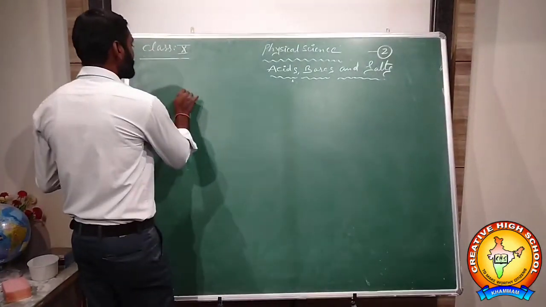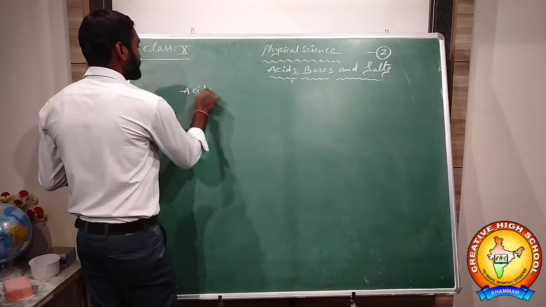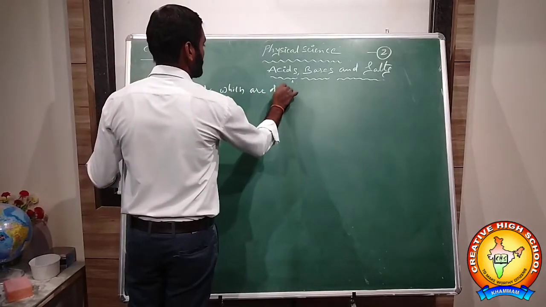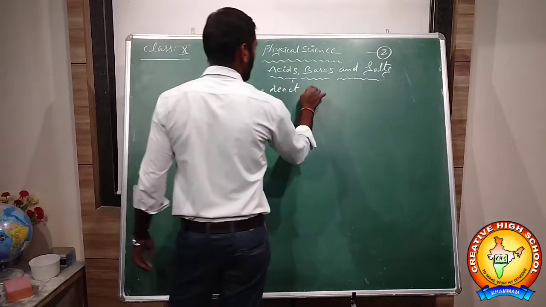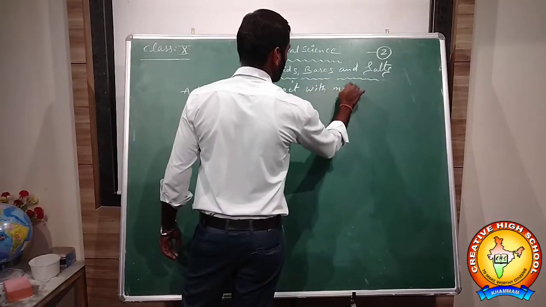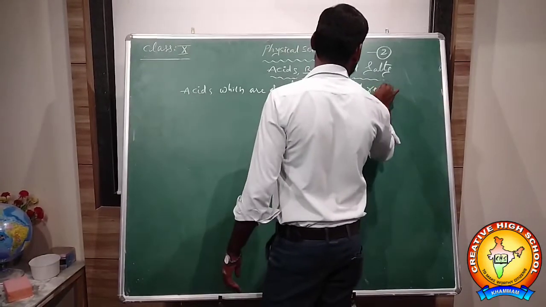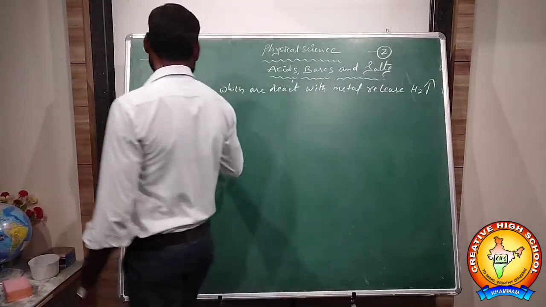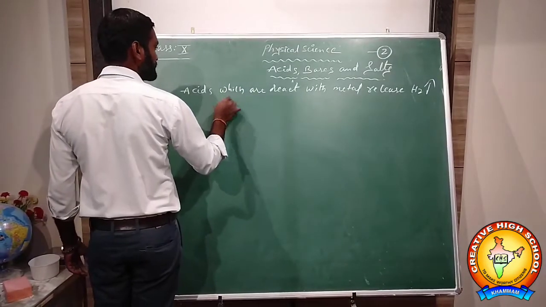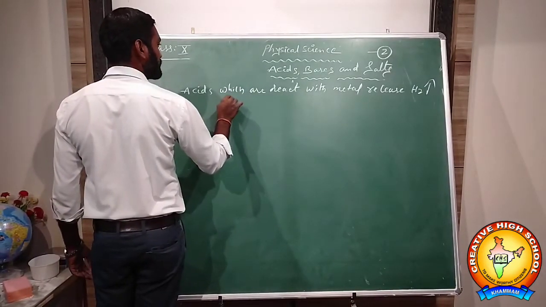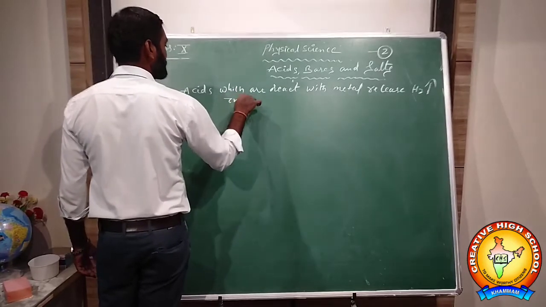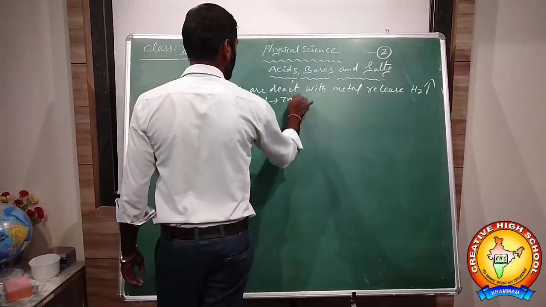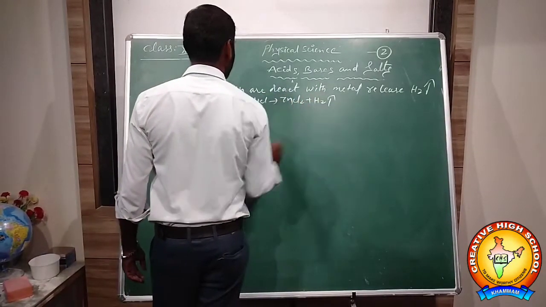The acids which react with metals release H2 gas. For example, Zn plus HCl gives rise to ZnCl2 plus H2. This is about metals.